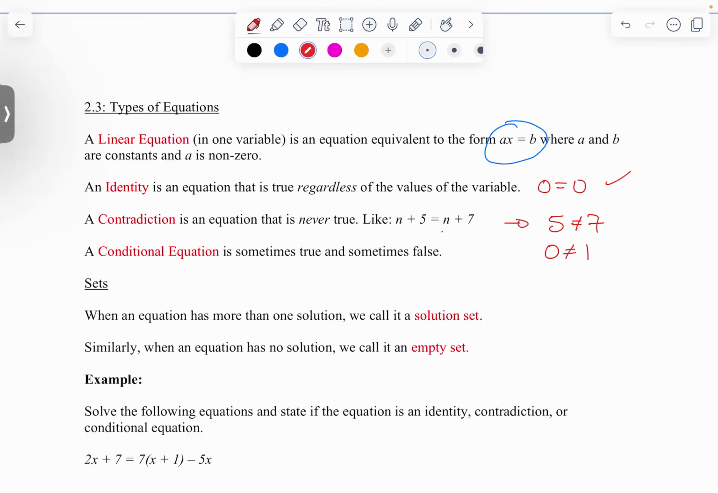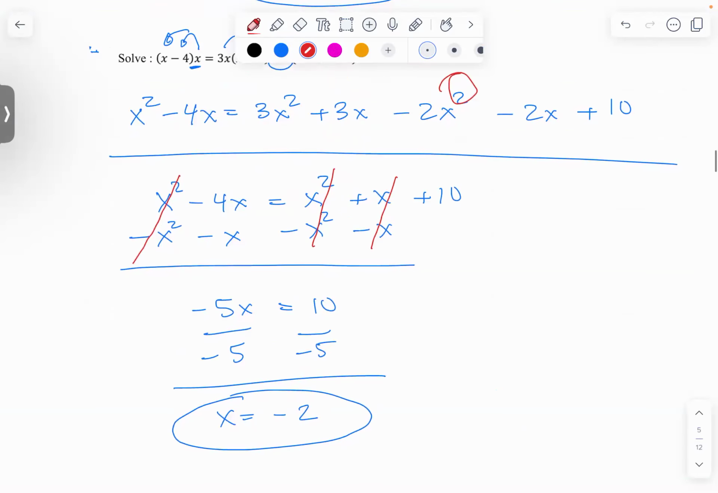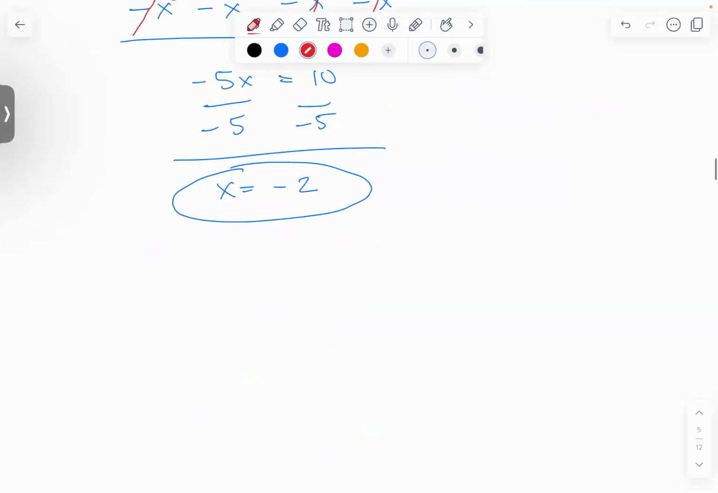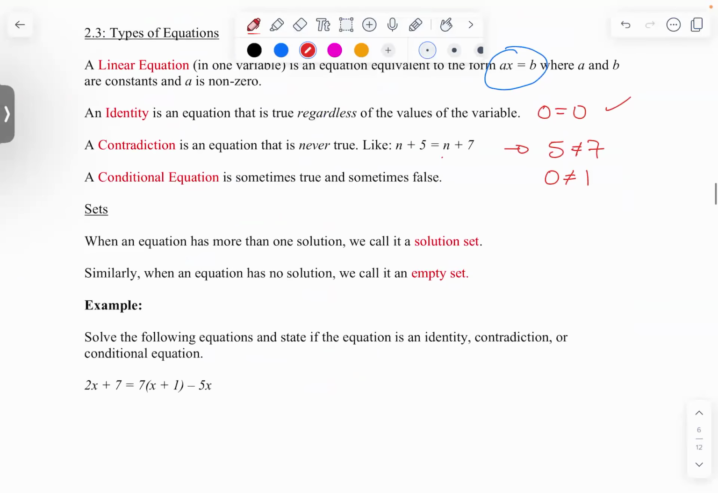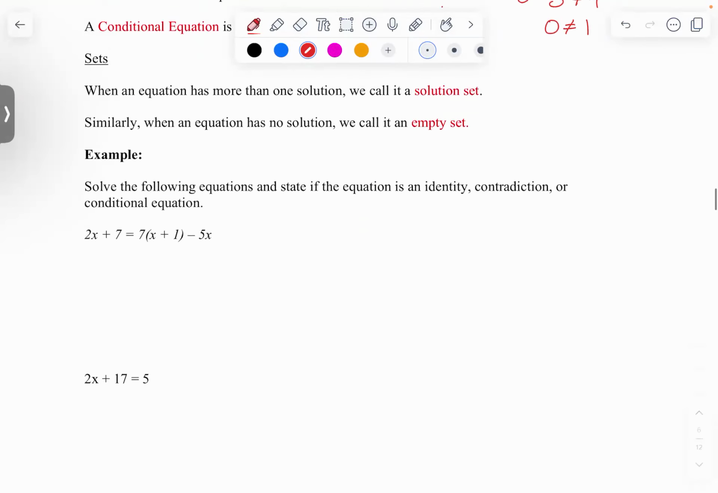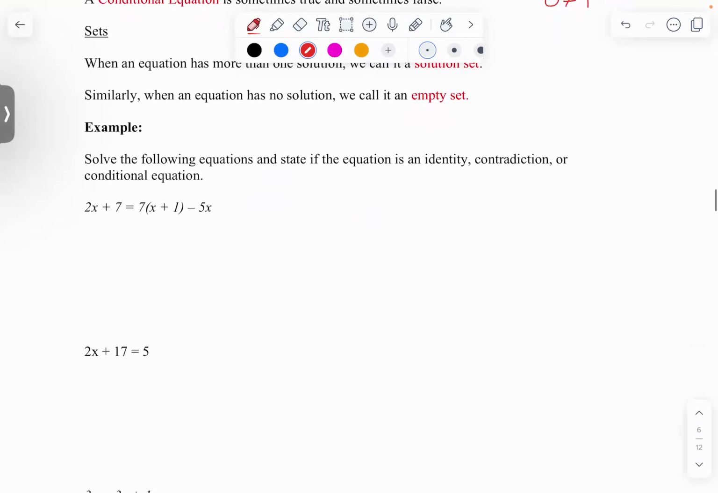And lastly, what we solve most of the time is a conditional. Something that is true when you find a particular solution for it. x equals 7. Like we found above here. x equals -2. It has a solution. And then when it has no solutions, we call that the empty set. When it has several solutions, we call it a solution set. Just some terminology. Without a doubt, the biggest ones we want to focus on are identity, contradiction, and conditional.